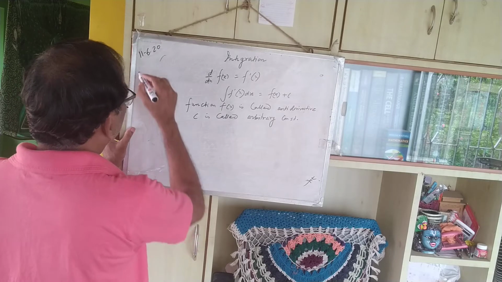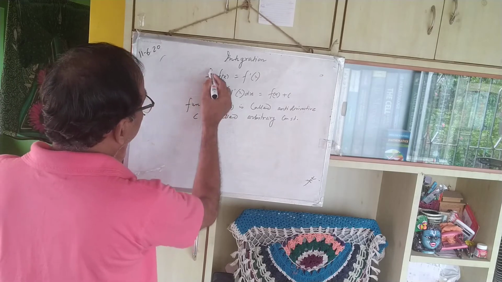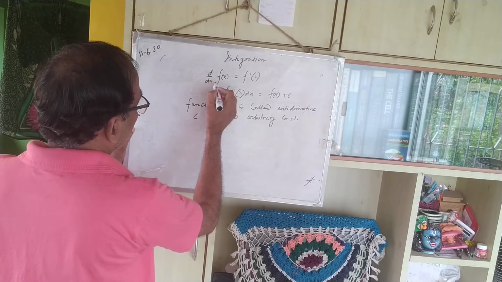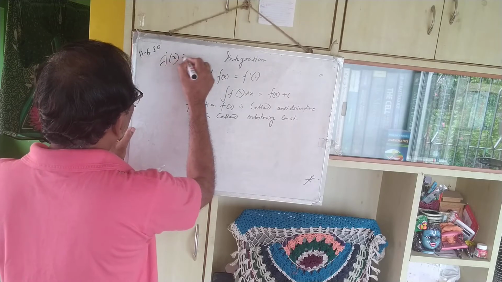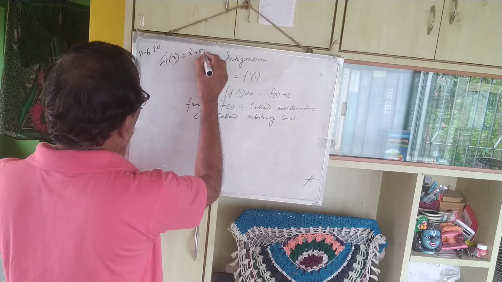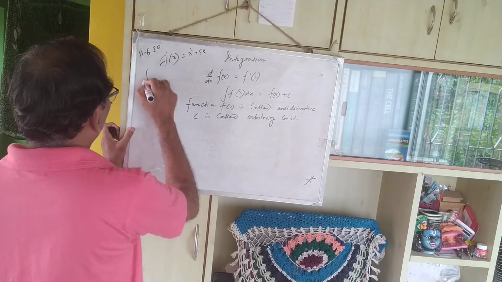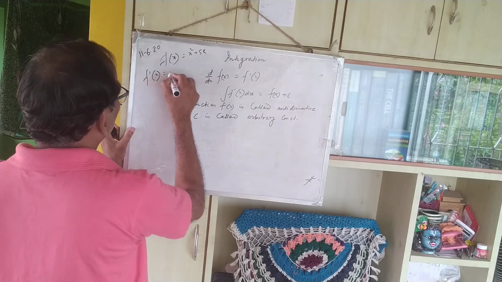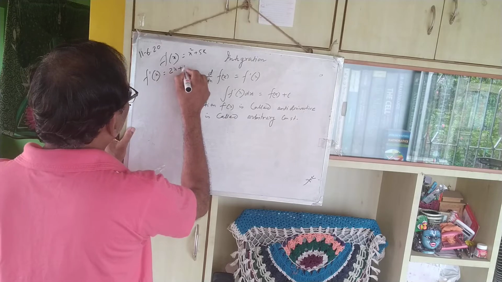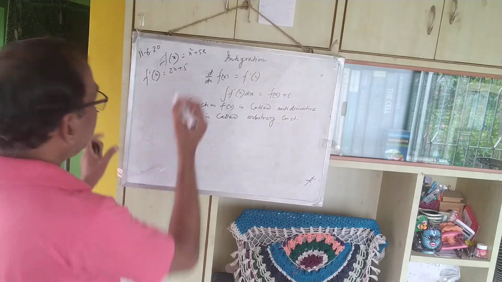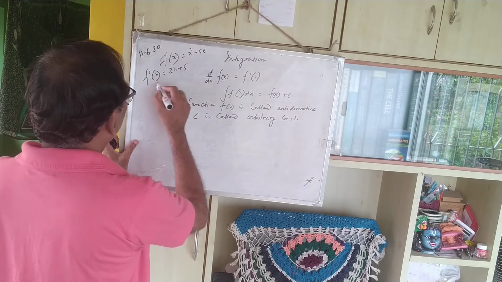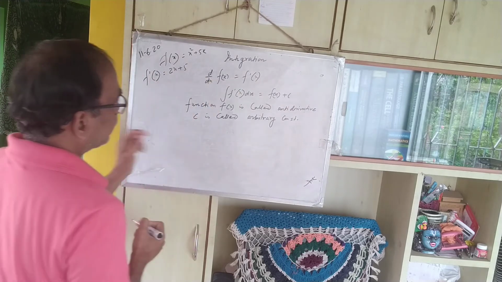Integration is anti-derivative. What is derivative? d/dx of f(x), where f(x) is a function of x. Suppose f(x) is x squared plus 5x. So f dash x equals 2x plus 5. That is the derivative of this. Integration is the anti-derivative of f(x).